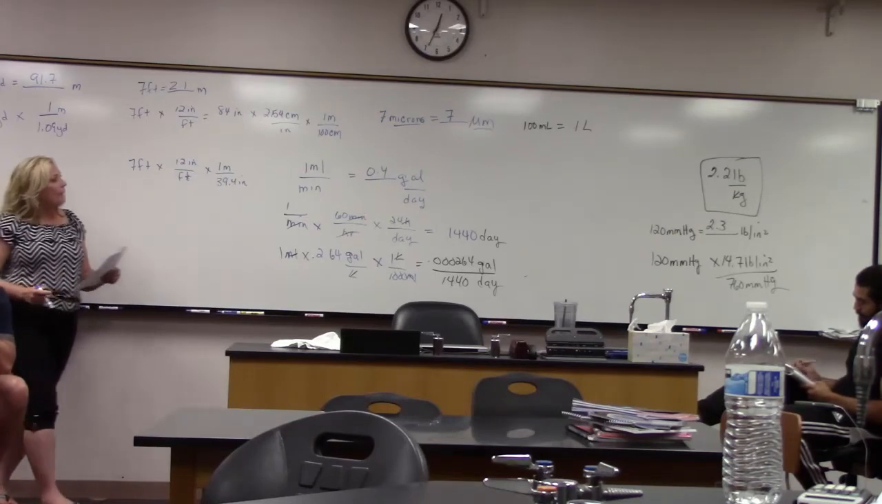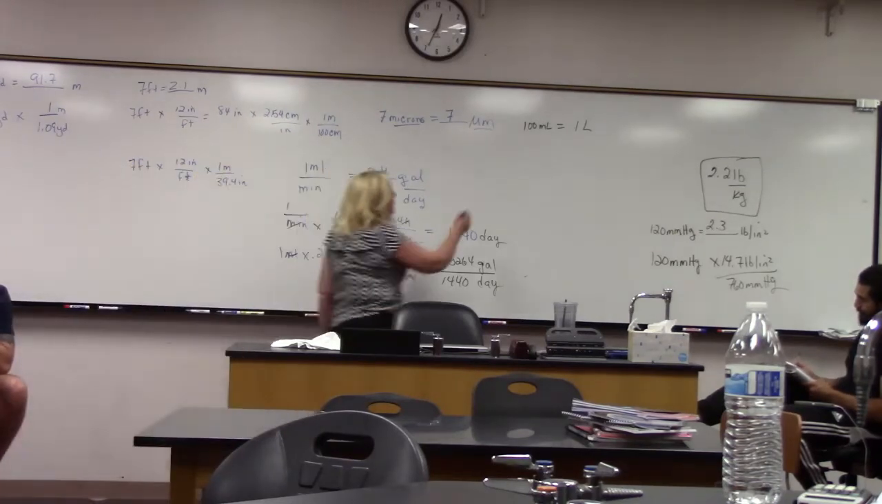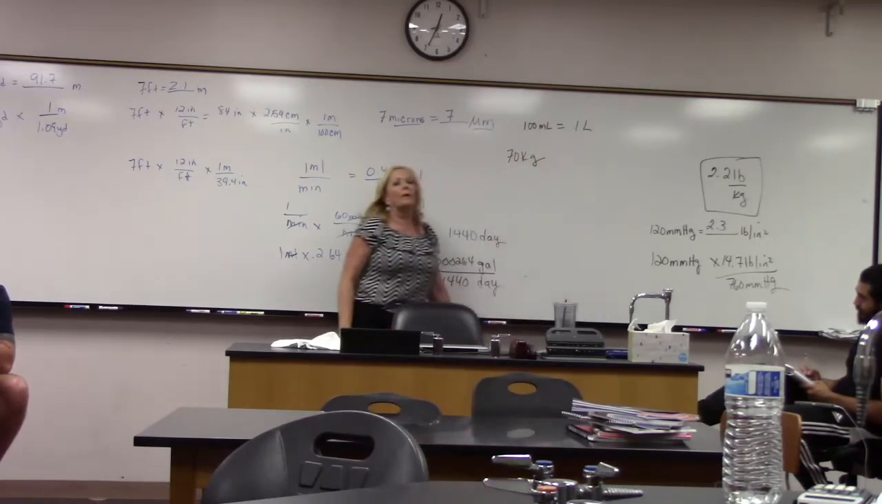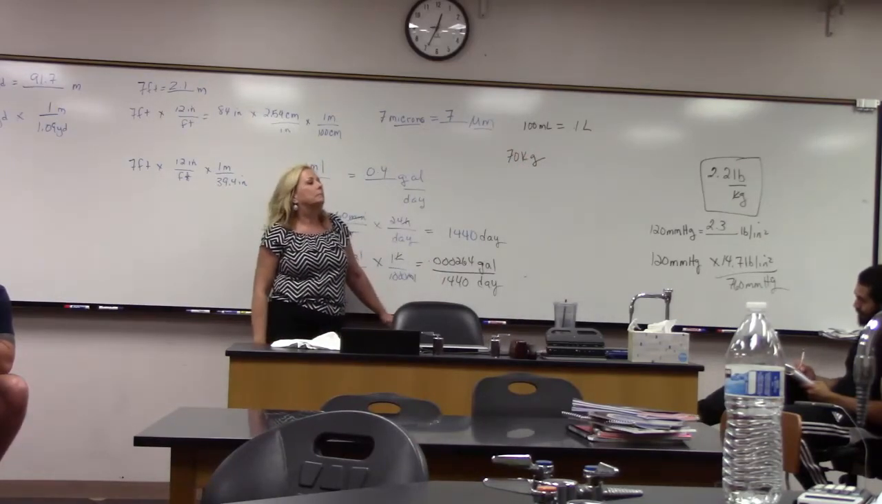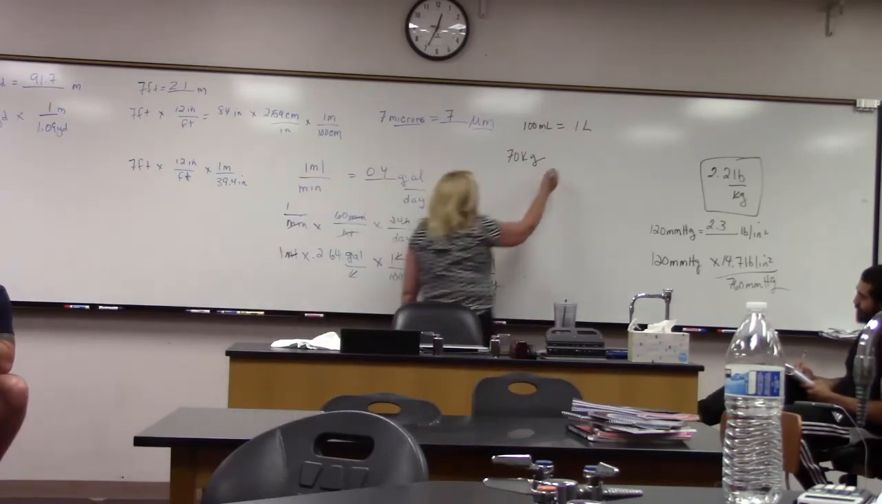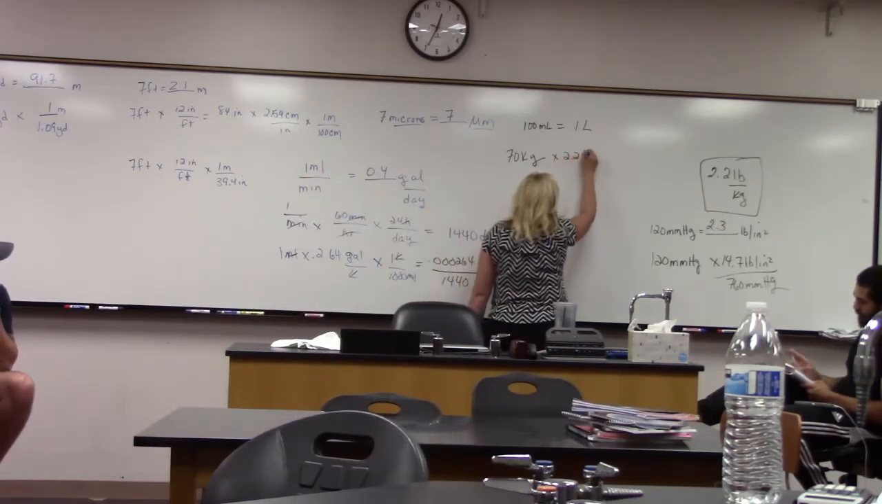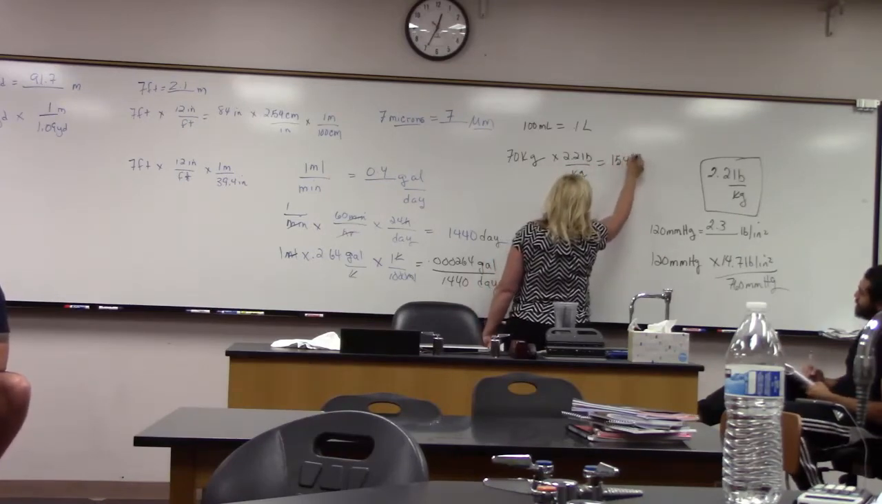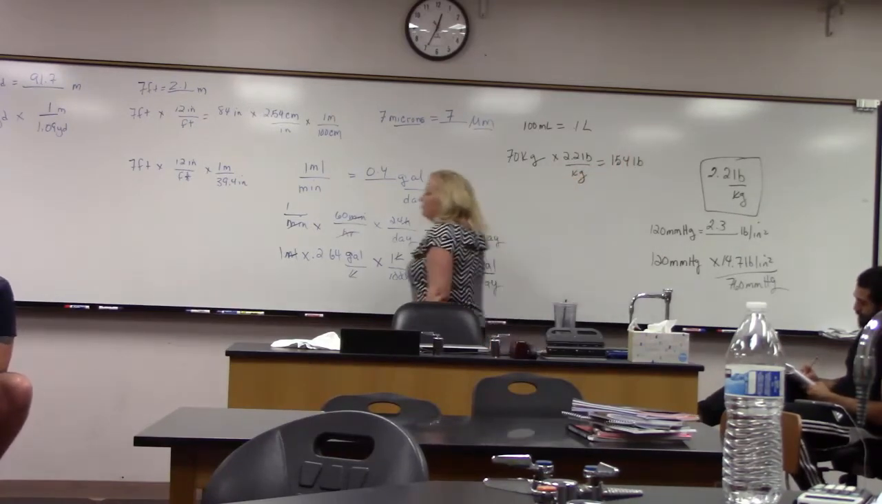Next one, you have a 70-kilogram man. How do I figure out how many pounds he weighs? 2.2. There you go. Pounds per kilogram, and he weighs what, 154? Excellent. Yeah.